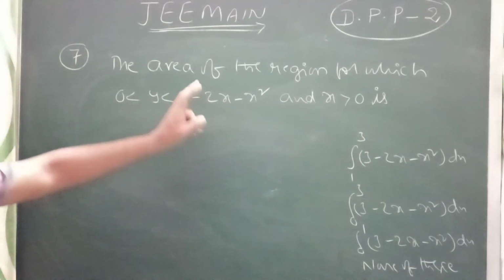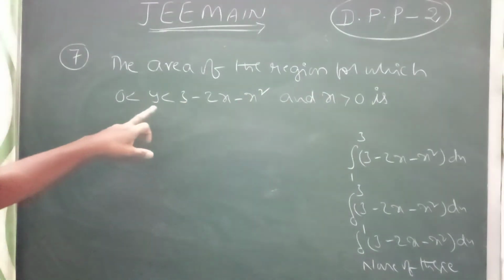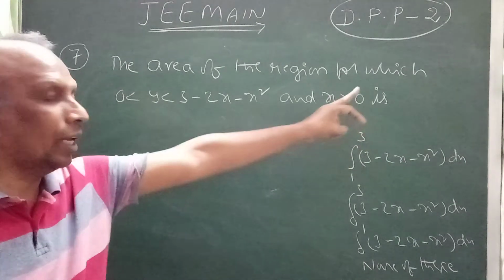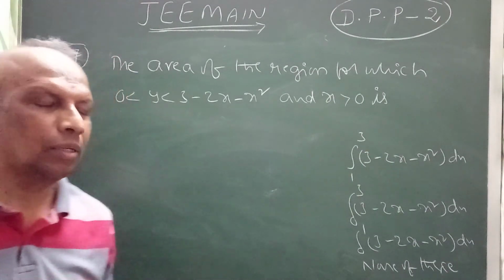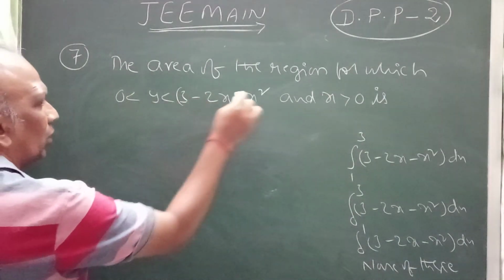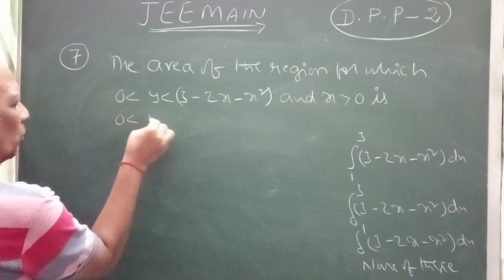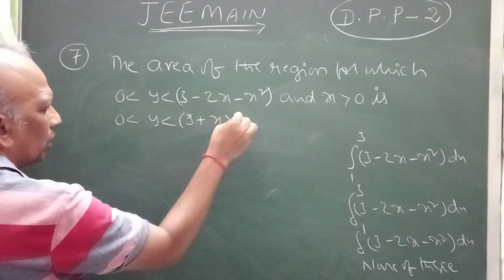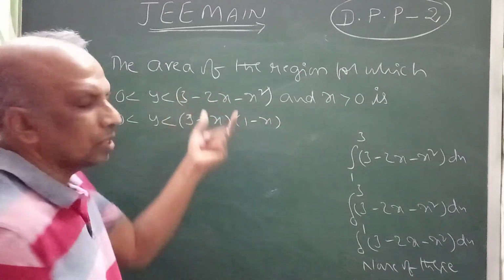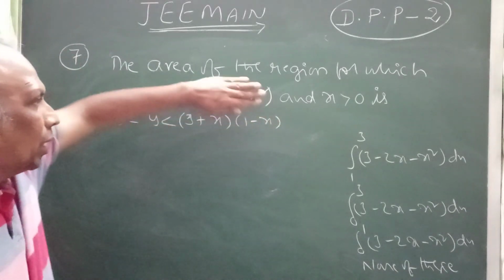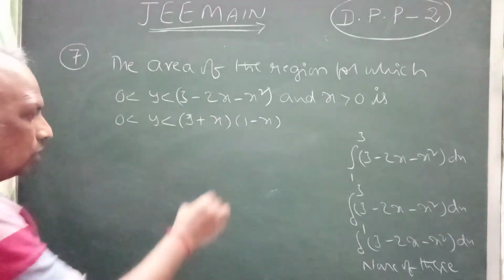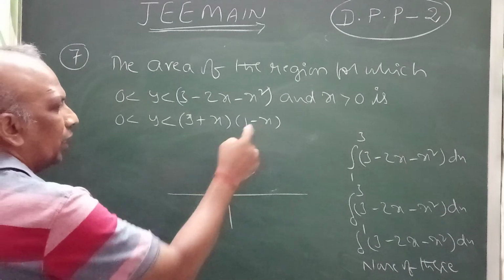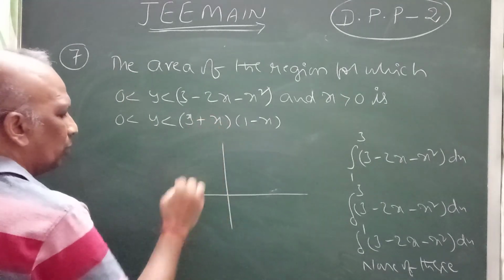Now see in this problem, the area of the region for which 0 less than y less than 3 minus 2x minus x square, and x is positive. They are asking the area. Find the factors of this. You will get 0 less than y less than 3 plus x into 1 minus x. This is a downward parabola. It cuts at minus 3 and 1, correct?